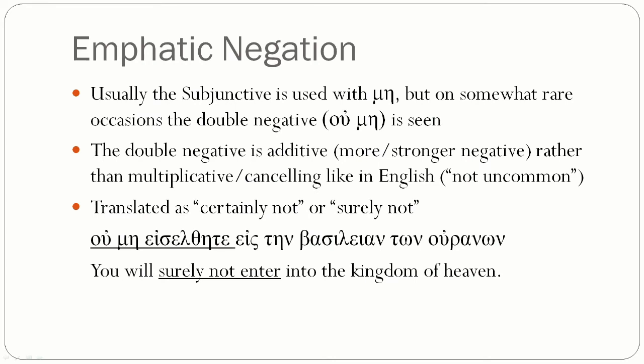Really, really not. The example there, ou me eiselthete eis tēn basileian tōn ouranōn. You will surely not enter into the kingdom of heaven. So here you have emphatic negation, double negative makes something super negative.